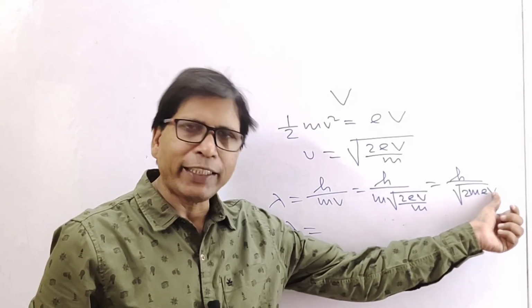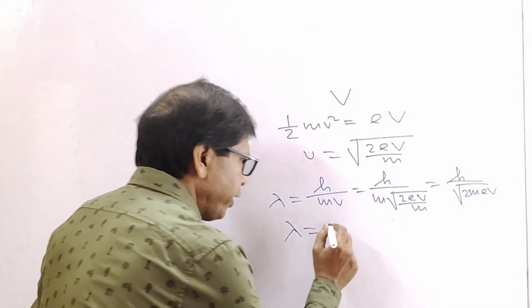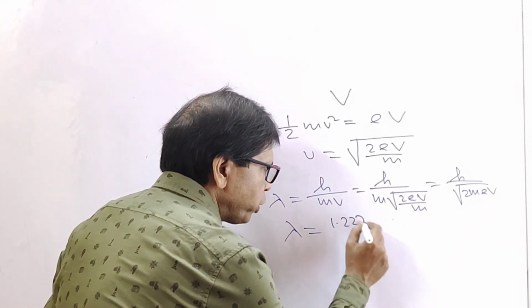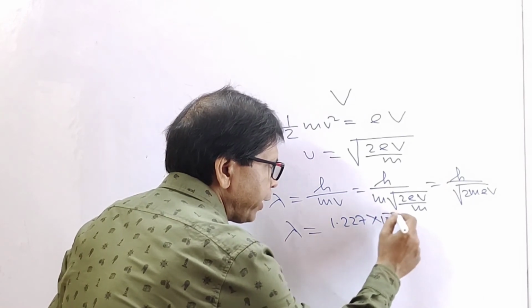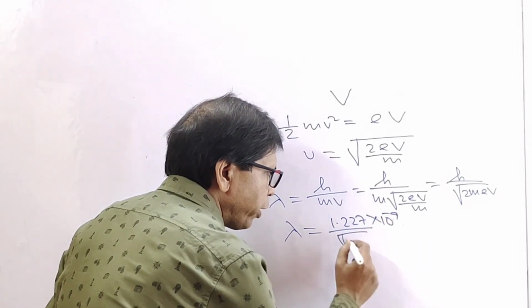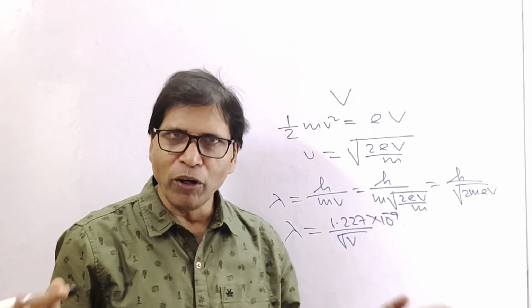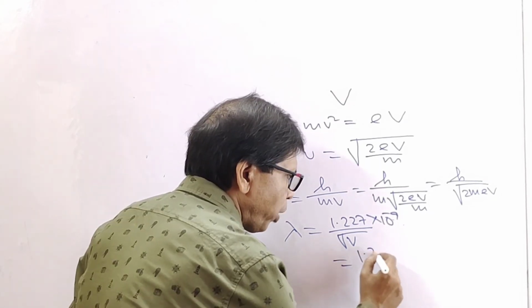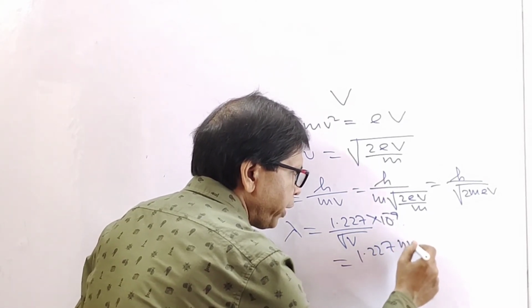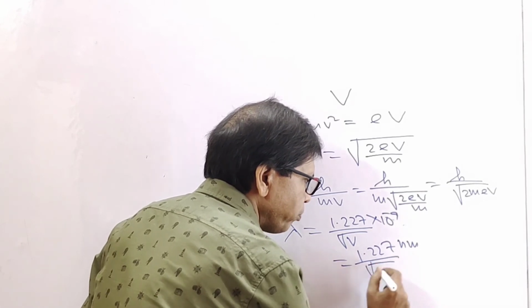In SI system, this is 1.227 into 10 to the power minus 9 divided by root under V, where V is in volt unit, so this is 1.227 nanometer by root under V.